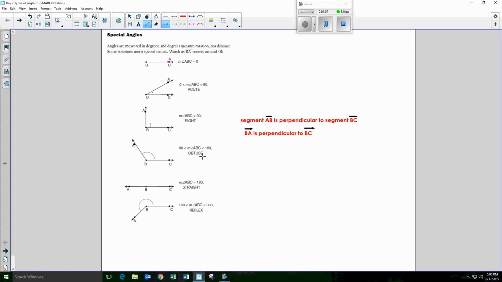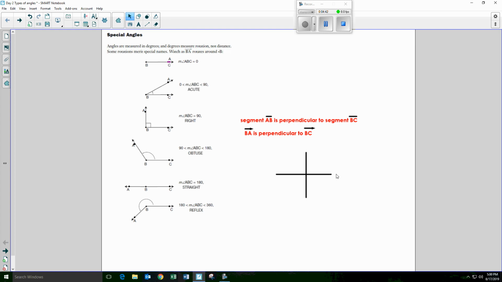Obtuse is between 90 and 180. Notice it does not include 90 or 180, because 90 we call a right angle, and 180 we call a straight angle. It's all the ones in between, 90.1, etc., up to 179.99, etc. Those are all obtuse angles. Just so you know how degrees are done, we'll go ahead and throw that in now. You'll learn it later.